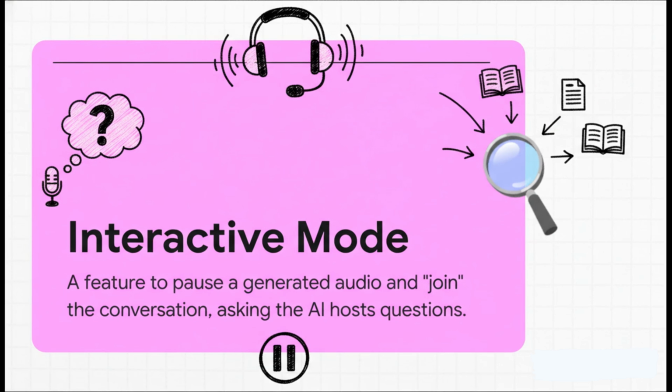But wait, it gets even crazier. There's something called interactive mode. This means that while you're listening to this AI-generated podcast, you can literally hit pause and join the conversation. You can ask the AI hosts your own follow-up questions, and they'll answer you in real time, pulling the information directly from your sources. It's wild.